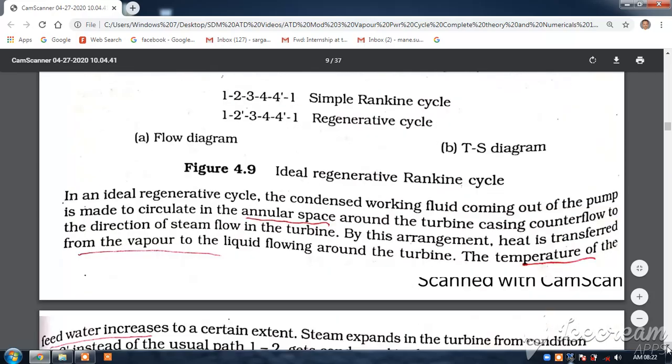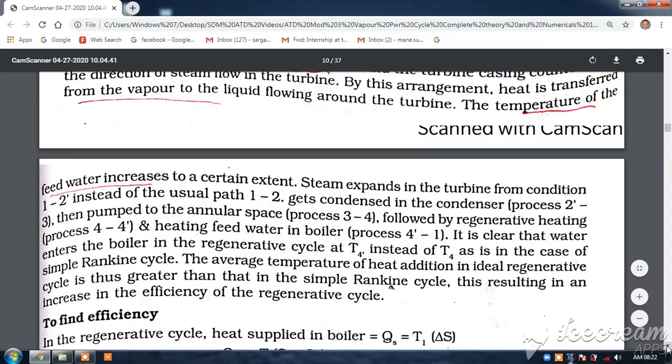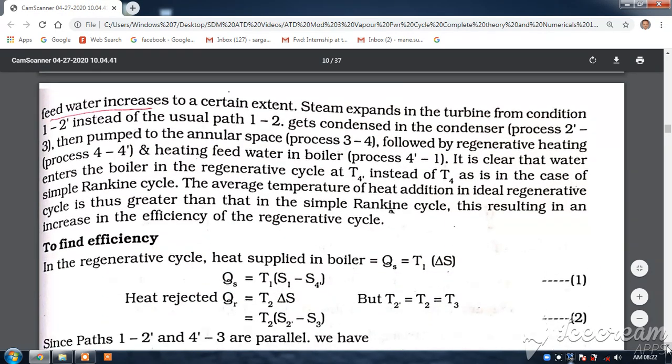regenerative cycle. In the regenerative cycle, the condensed working fluid comes out of the pump and is made to circulate in the annular space around the turbine casing, counterflow to the direction of the steam flow in the turbine. By this arrangement, heat is transferred from the vapor to the liquid around the turbine. The temperature of the feed water increases to a certain extent. Steam expands in the turbine from condition 1 to 2 dash instead of the usual path 1 to 2. It gets condensed in the condenser, process 2 dash to 3, and then is pumped into the annular space, 3 to 4, followed by regenerative heating, process 4 to 4 dash, and heating feed water in the boiler, process 4 dash to 1.